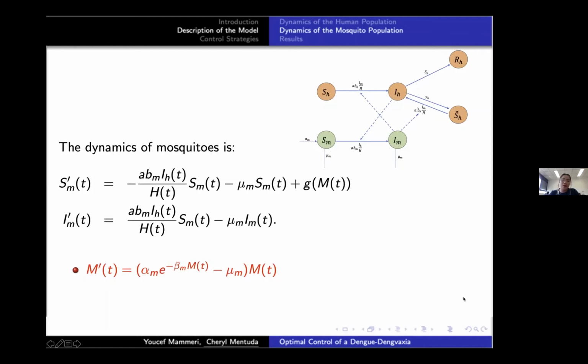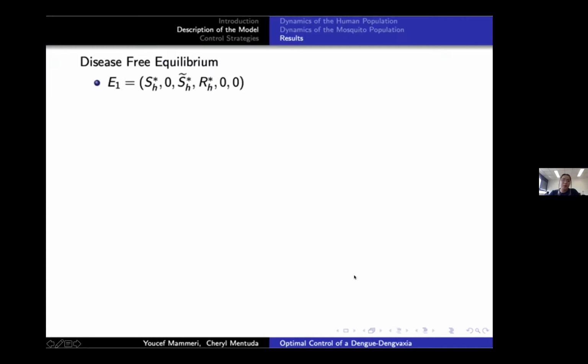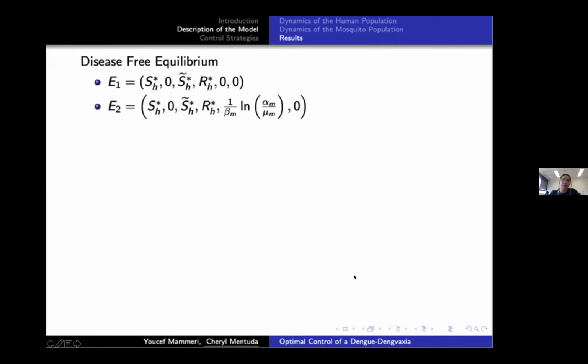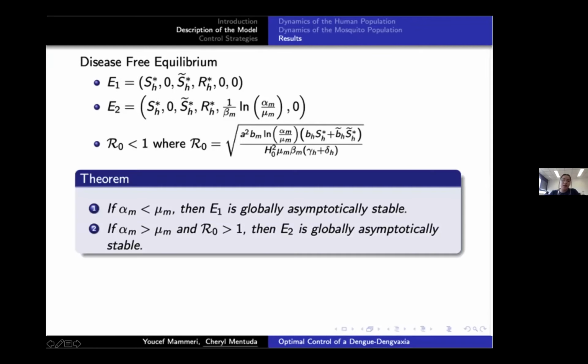So from this ODE, we have the following result, which I'm not going to prove. The domain Ω defined by this one is positively invariant, and in particular for an initial datum in Ω, there exists a unique global in-time solution. We get 2 disease-free equilibria and also our basic reproduction number, wherein we can prove that if α_M is less than μ_M, then E_1 is globally asymptotically stable. And if α_M is greater than μ_M and our R_0 is greater than 1, then E_2 is globally asymptotically stable.